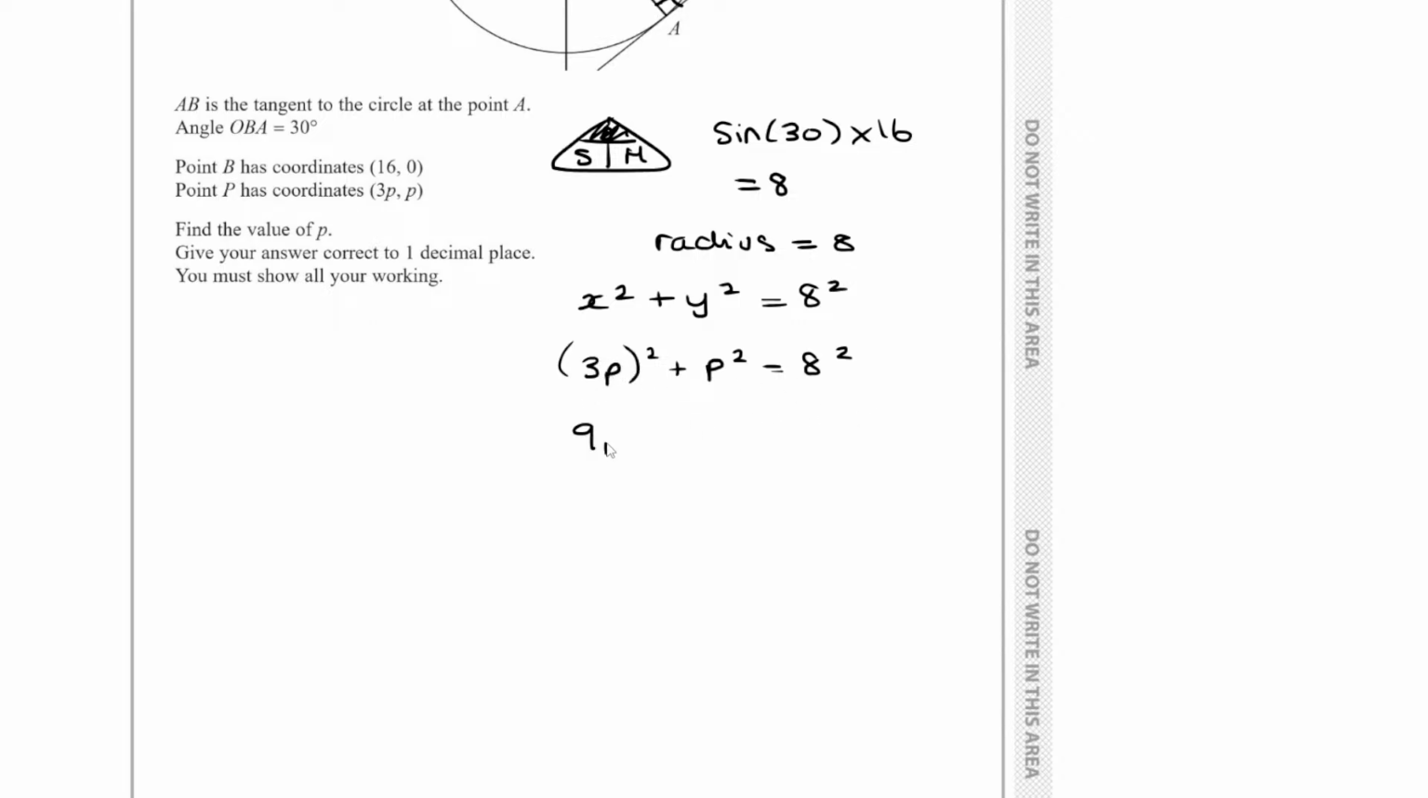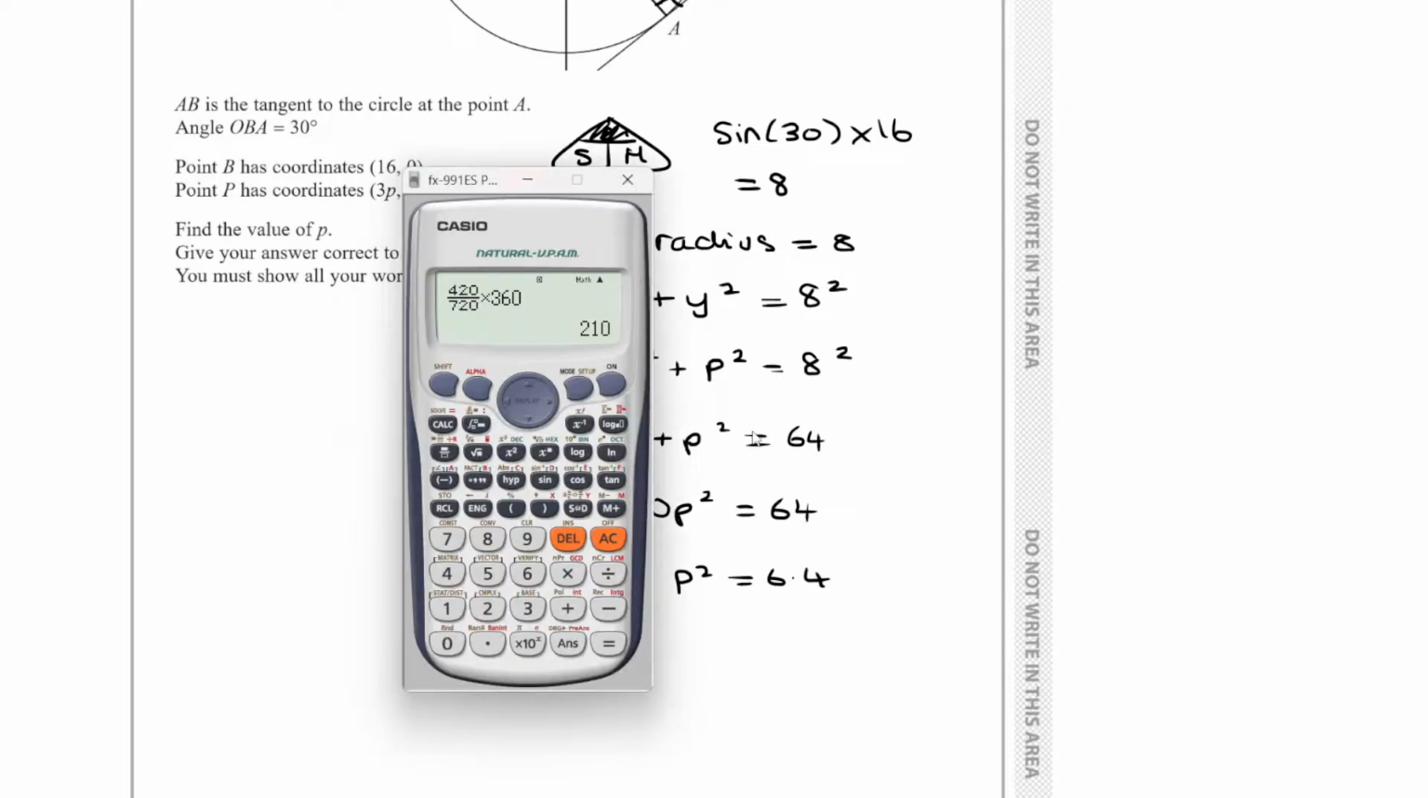So if you square that, you get 9p. Don't forget to square the 3 as well. 9p squared plus p squared. Obviously, might as well square the 8, 64. Add that together, 10p squared. You see how I can just solve it now? So divide by 10. P squared is 6.4. Square root it. Grab my calculator because obviously you want the calculator for that.